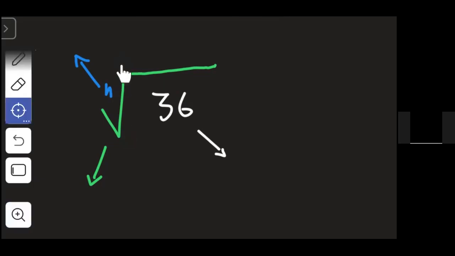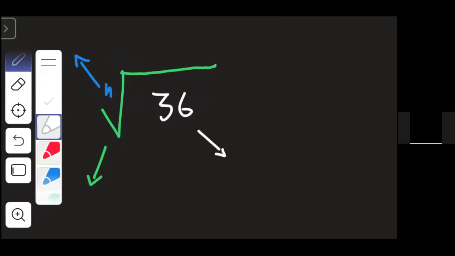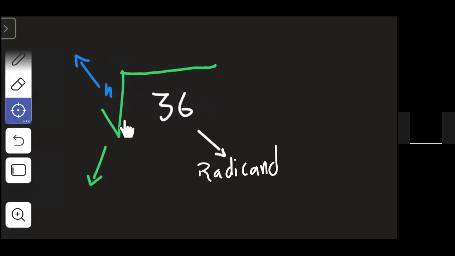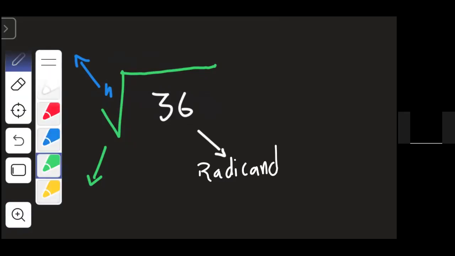We have a square root, the root of 36. What is inside the radical symbol, guys? This number is called the radicand. That is the most important thing, radicand. What is inside of this symbol is called the radicand. This symbol is called the radical, the radical symbol.